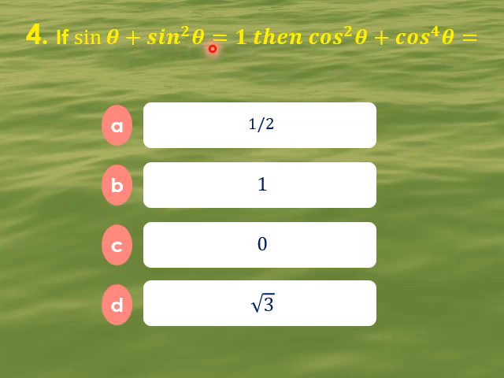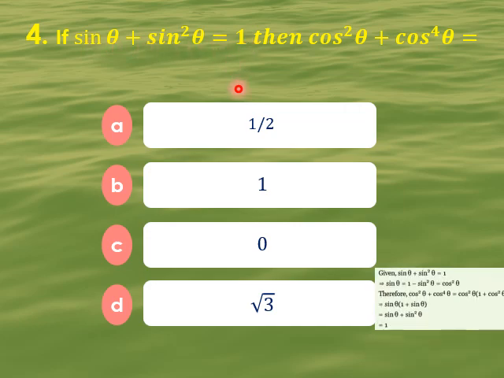So sin theta is equal to cos square theta. That's what we got. Sin theta plus sin square theta is 1, so sin theta is 1 minus sin square theta, which is cos square theta. So we got sin theta as cos square theta if this is true.